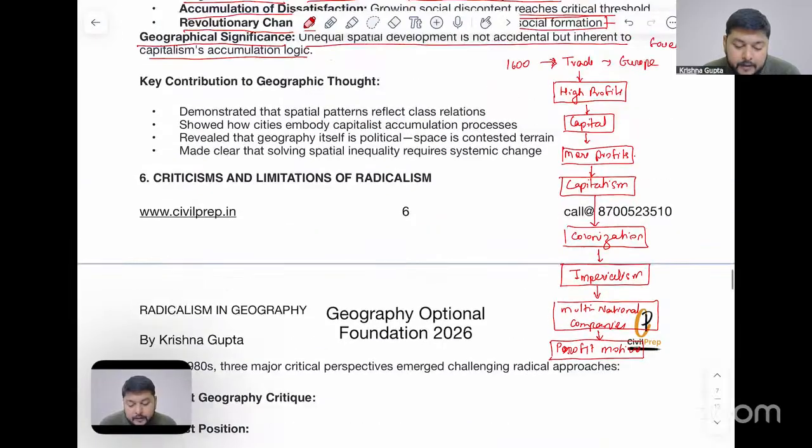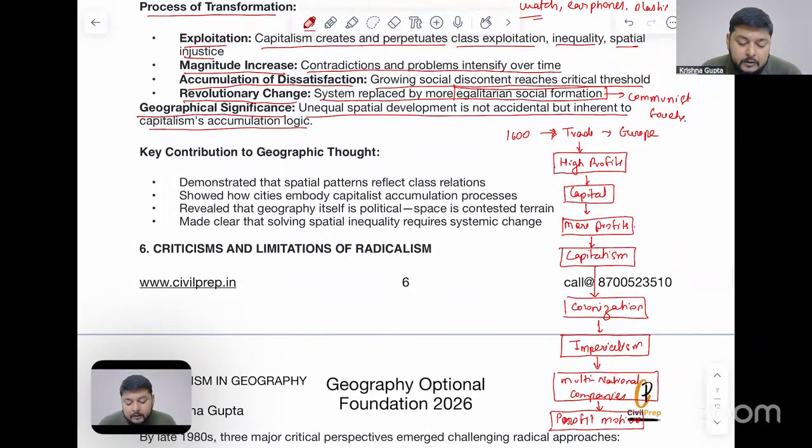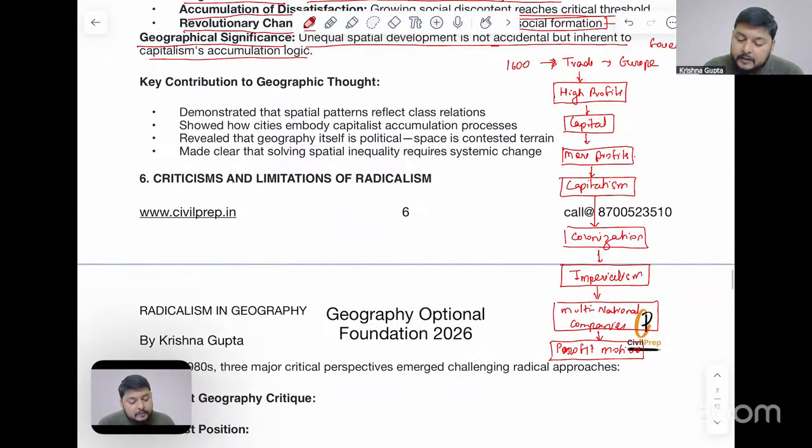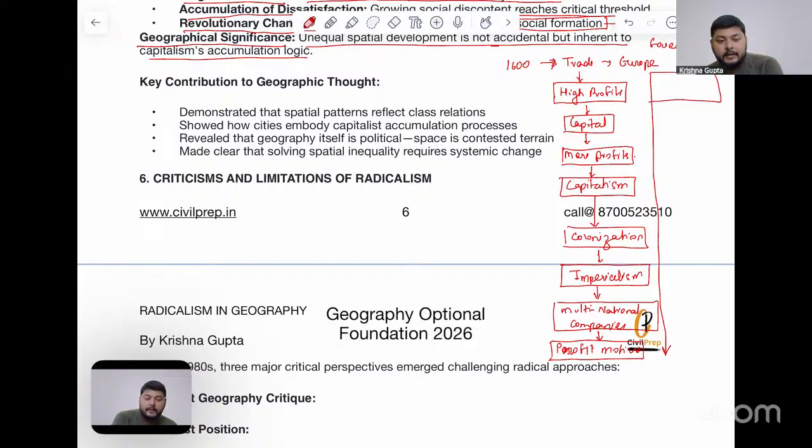Okay. So when we read this particular line, the geographical significance, unequal spatial development is not accidental but inherent to capital's accumulation logic, this is also prevalent in contemporary times. The majority of the companies which still have the highest capital are the companies which were formed in the 1600s, 1700s, 1800s, which had the motive of capital accumulation.